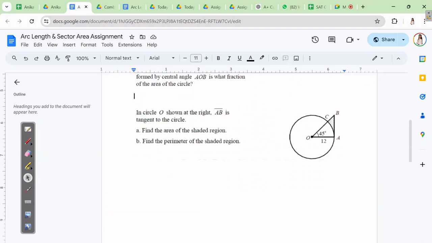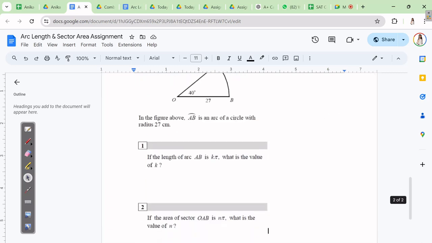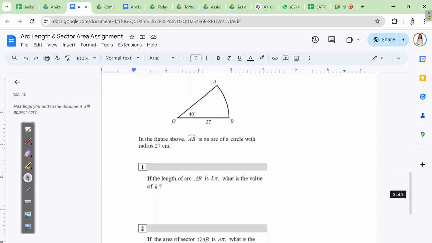I don't think I did it. I think I accidentally skipped it. Okay. The other ones, did you try these? This one?